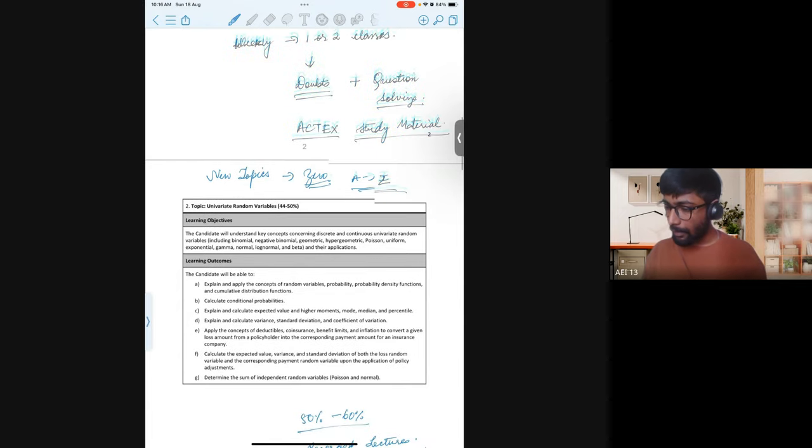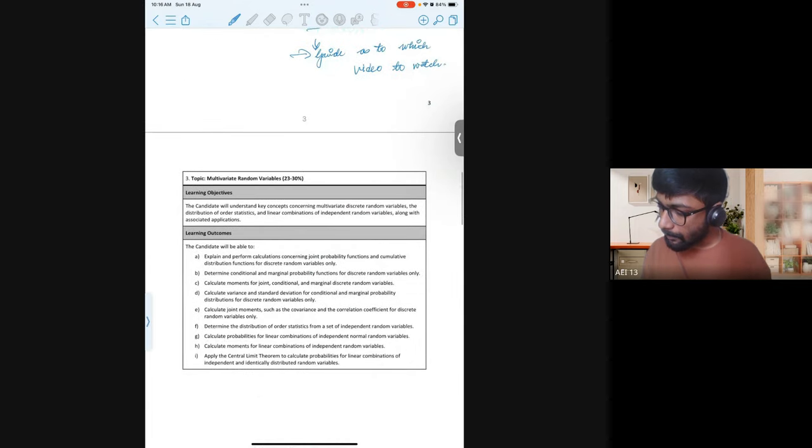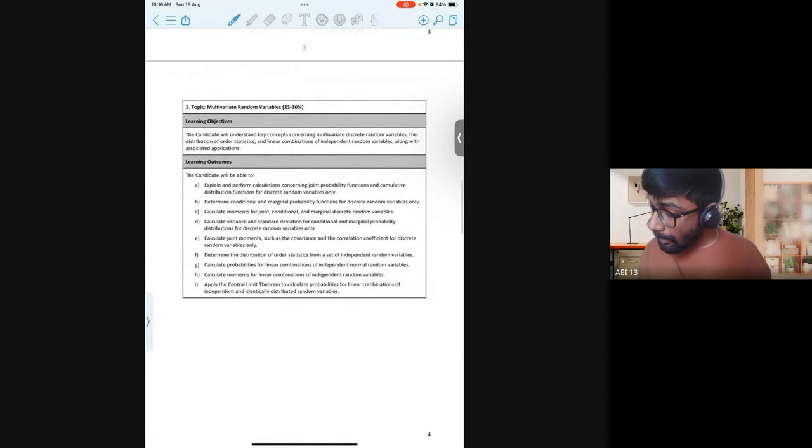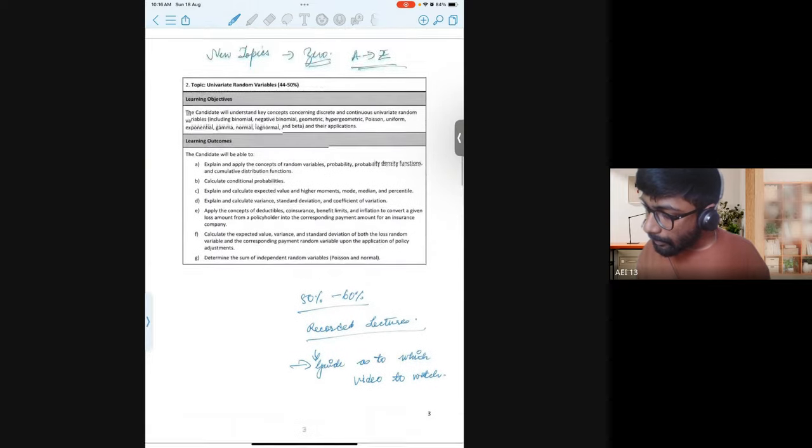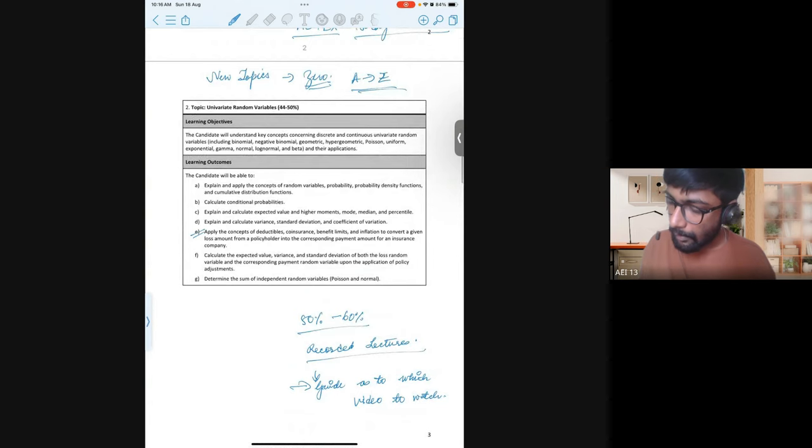Understood? So when I tell you about new concepts which are not there in CS1, let me check which one I saw some of them. For example, all these things here, the concepts of deductible. So it's a bit insurance specific, all these things, co-insurance, benefit limits, etc. Or these topics. So these are new.